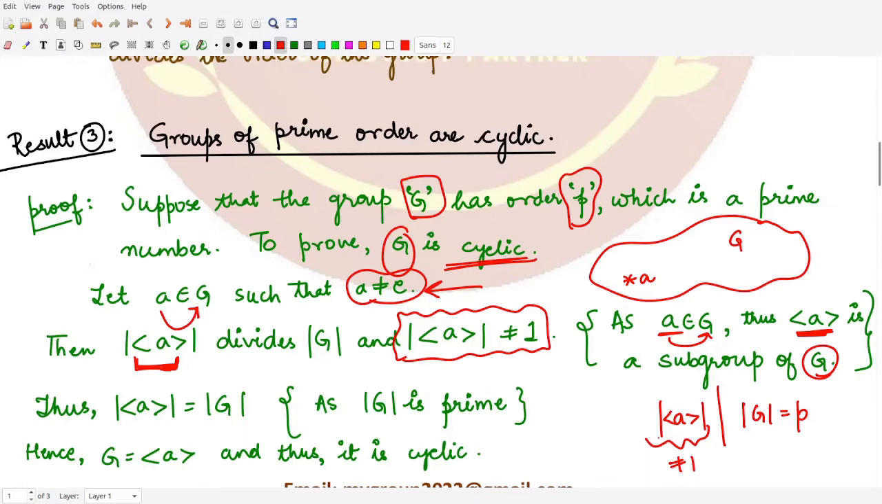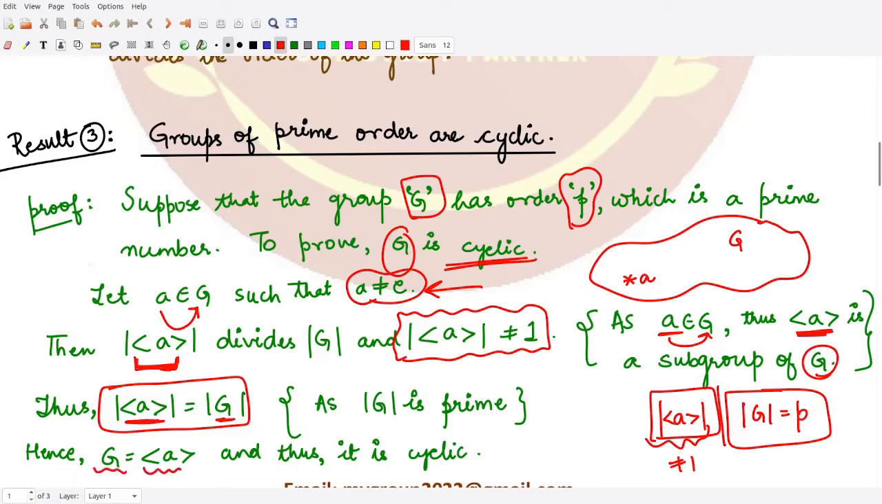So therefore this order has to be equal to this order, which is P, right? The order of the group G. So we have this result, and moreover from here, because the order of the group G is equal to the order of the group which is generated by A, therefore what is your G? Your G is nothing but the group which is generated by A. So that means if you write the whole of the group as generated by some member of the group, that means that group is cyclic, and this is what we wanted to prove here. So groups of prime order are cyclic in nature.